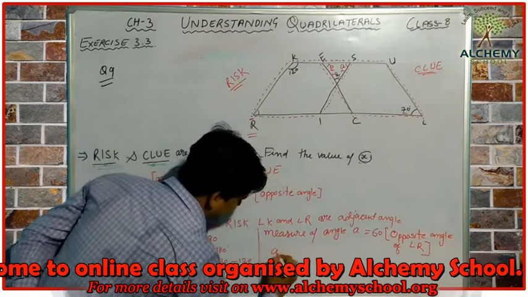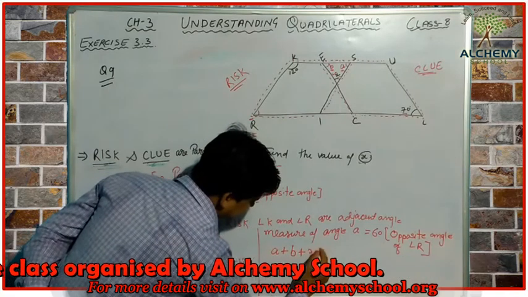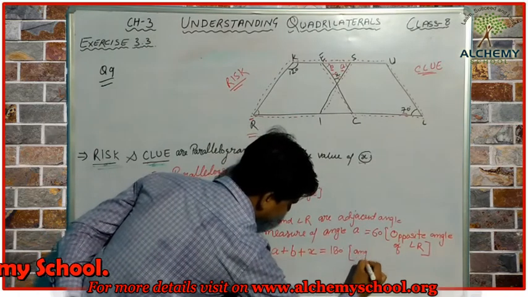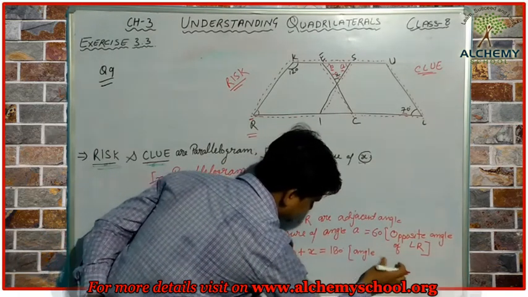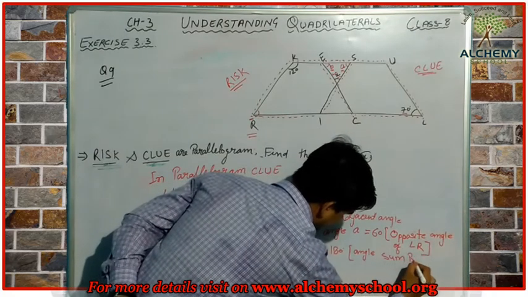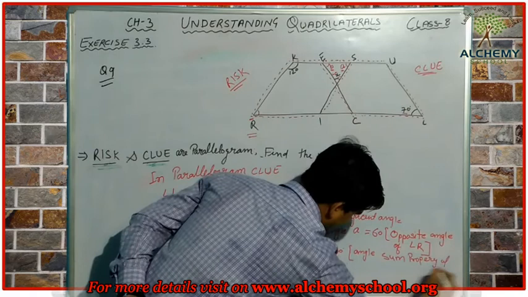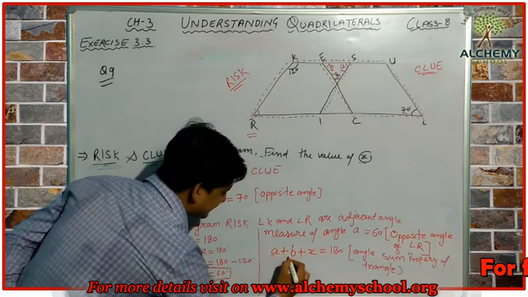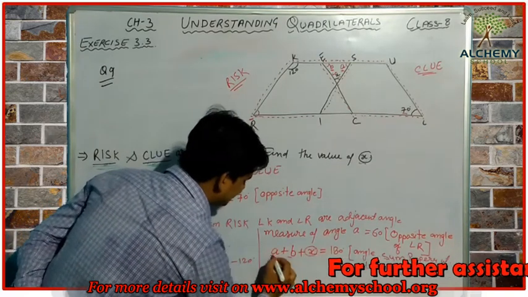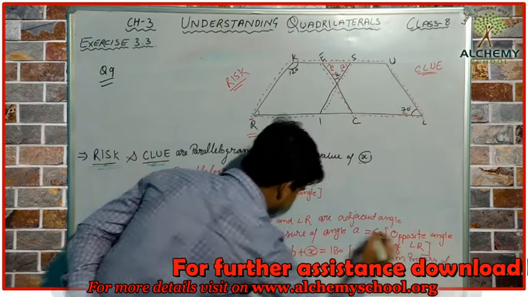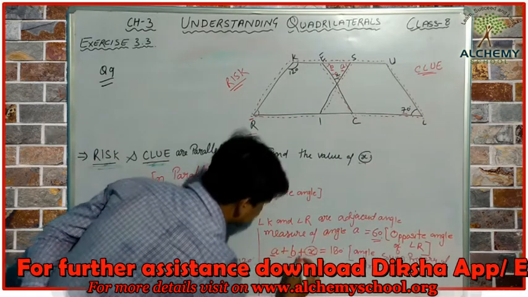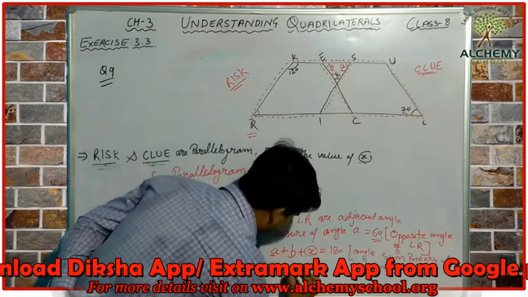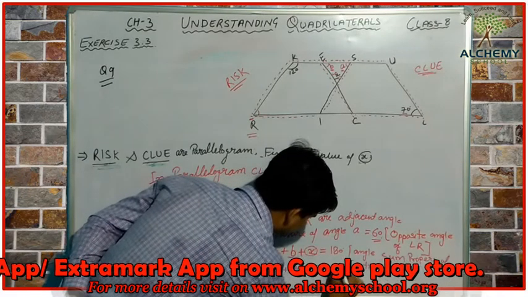So we can write here a plus b plus x is equal to 180 degree. Why? Angle sum property of triangle. Okay. So we have to put the value of a and b here to find the value of x. So what is the value of a? The value of a is 60 degree. So we will write here 60 plus what is the value of b? The value of b is 70 degree. So we have to write here 70 plus x is equal to 180 degree.